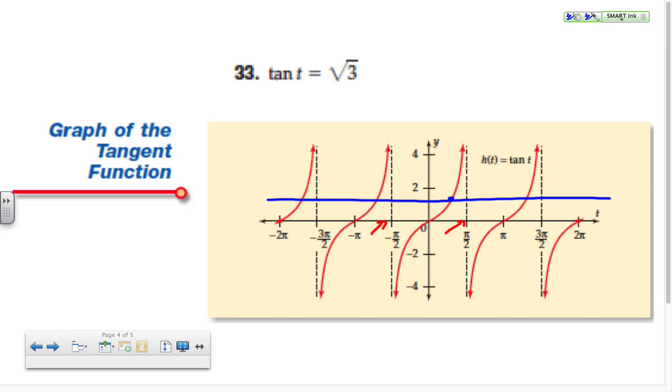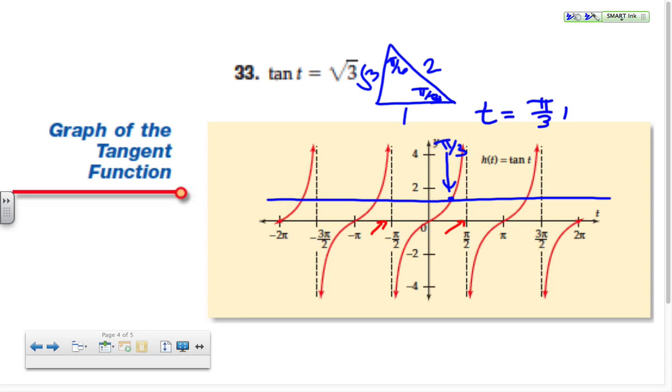Now, tangent of radical 3, we need to think about our triangle again, where we have 1, radical 3, and 2. That's pi over 3, pi over 6. So pi over 6, if I were to do the tangent, is opposite over adjacent, which is 1 over radical 3. That's not what I'm looking for. Pi over 3 is radical 3 over 1. So this is pi over 3. So my answer is going to be t equals pi over 3 plus k pi. That's super important that it's plus k pi because it repeats itself every cycle.